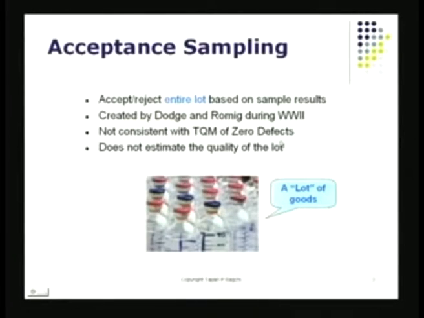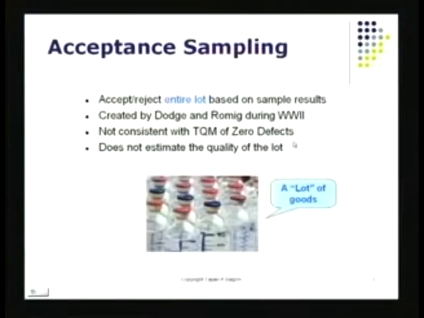This procedure, by the way, because it does not inspect all the items, it cannot guarantee 0 defects. There will be a few items that might sneak in because you are really not inspecting each and every one of them. Therefore, the acceptance sampling procedure is not consistent with the objective of 0 defects. That's something we've got to remember.